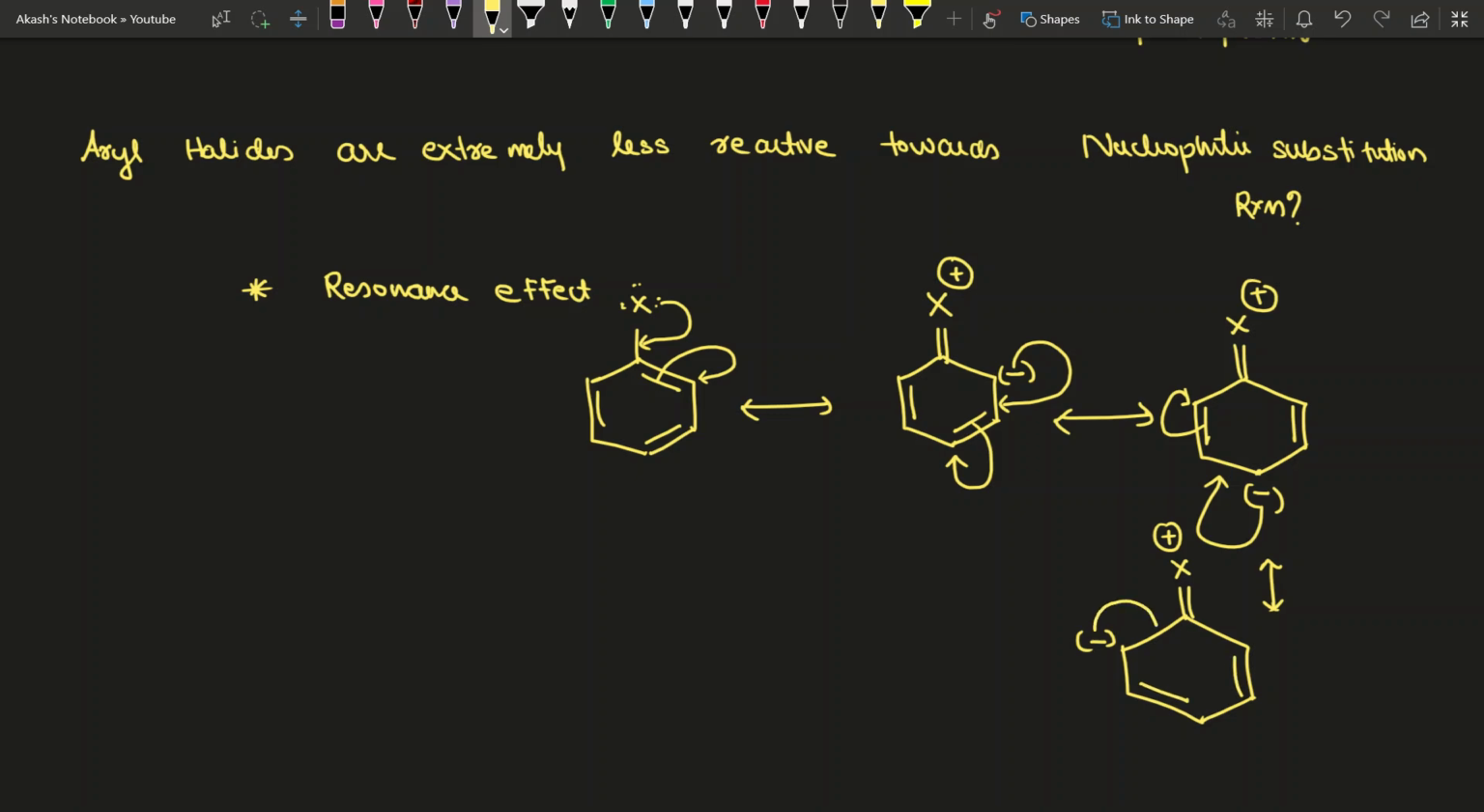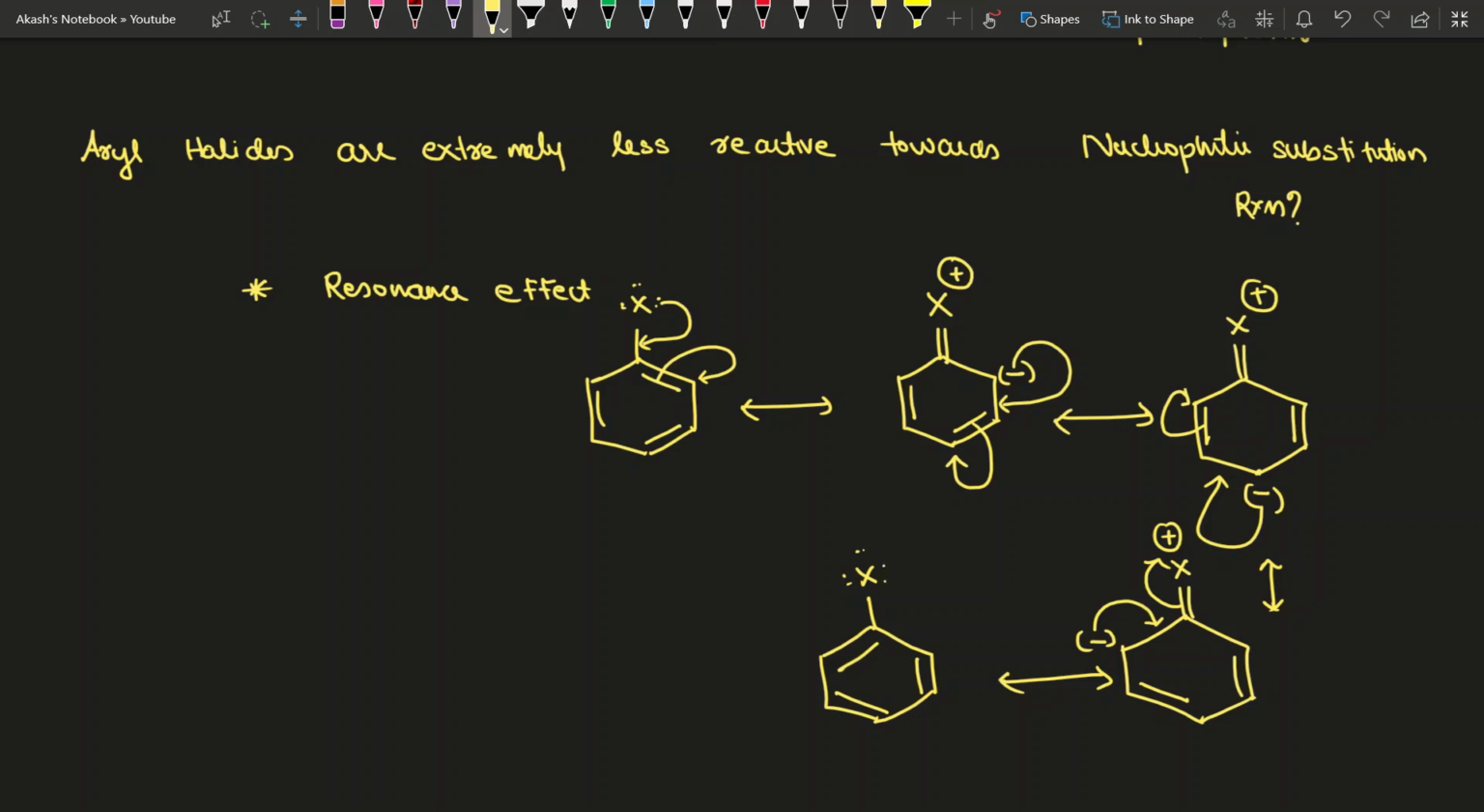In the next step, the negative charge can be shifted and a bond will be generated between these two carbons. In order to maintain the valency, this bond will get shifted towards the halogen. As a result, the aromaticity of the benzene ring will get re-established. So this halogen will have the lone pair of electrons.